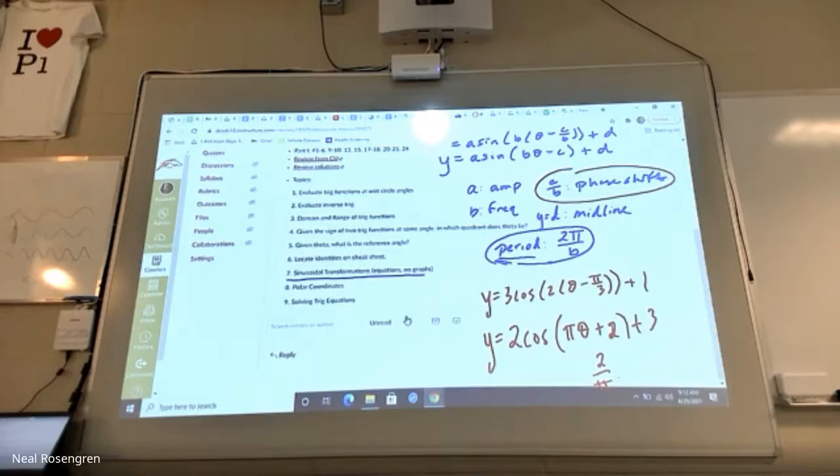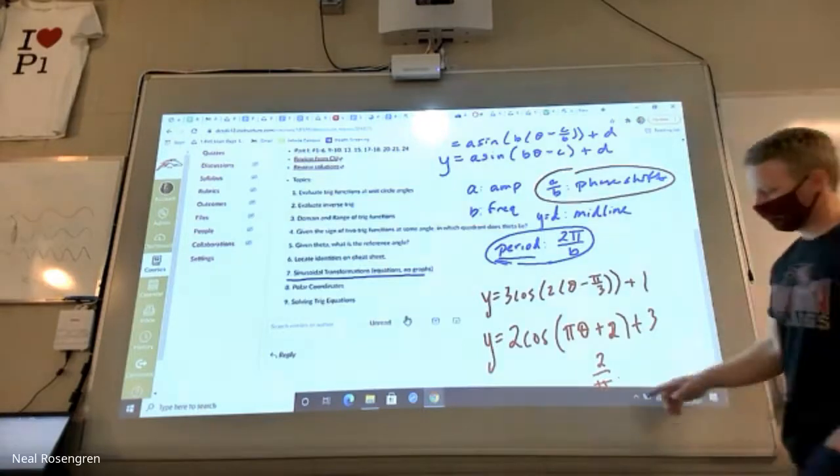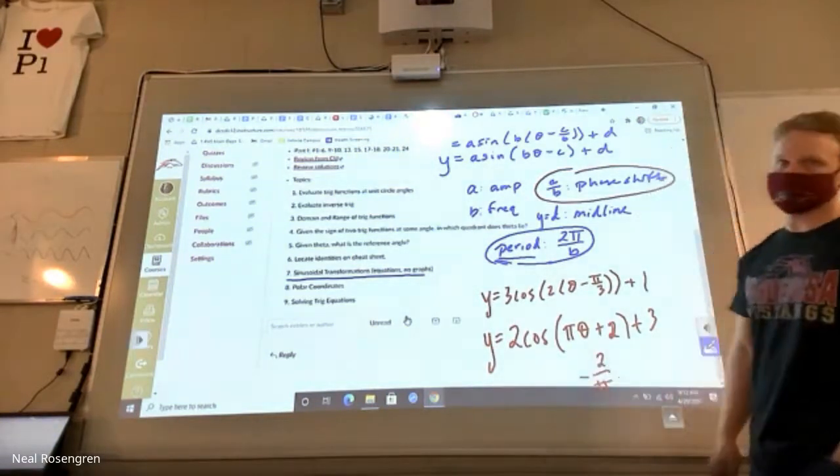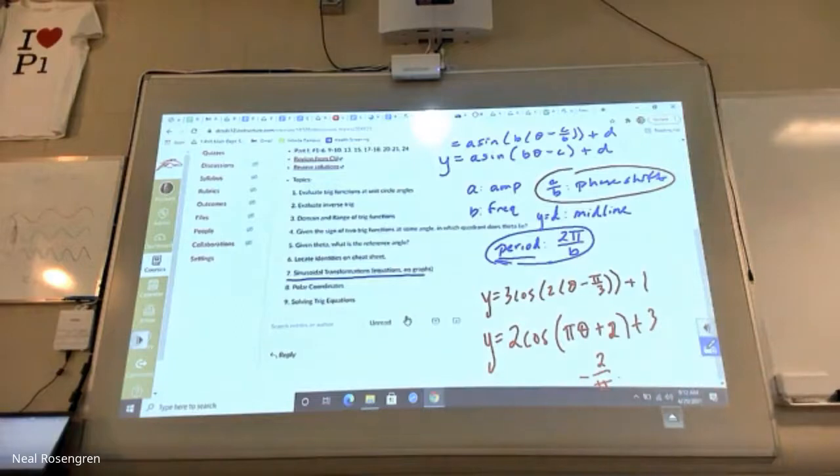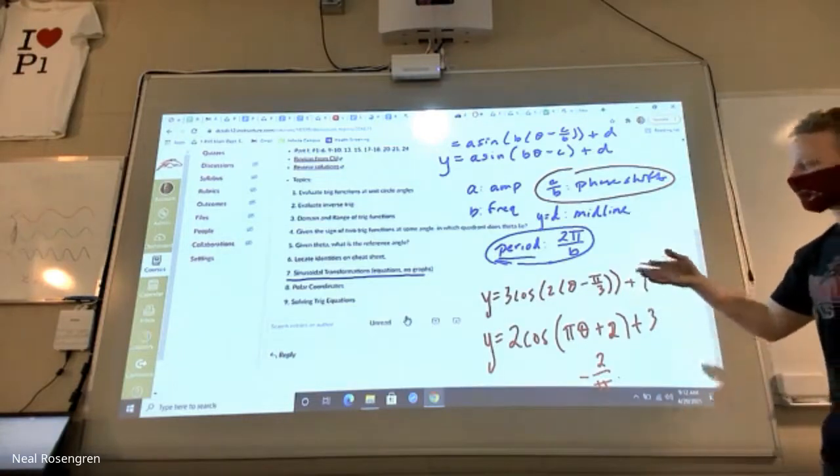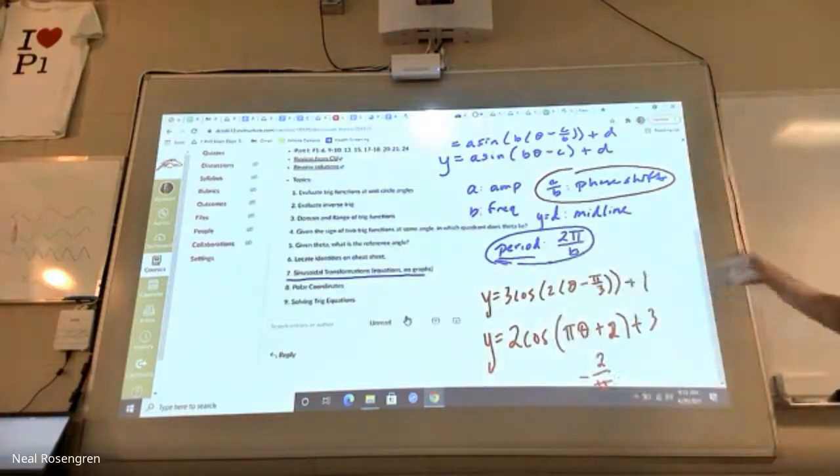But really, it's negative 2 over pi, right? Because we have to make sure we change this. And so it's probably going to happen. I think it's both ways. I think they give us an equation and ask us for the amplitude, for the period, for the phase shift. I don't think they ask us for the midline. I think that's probably just too easy.